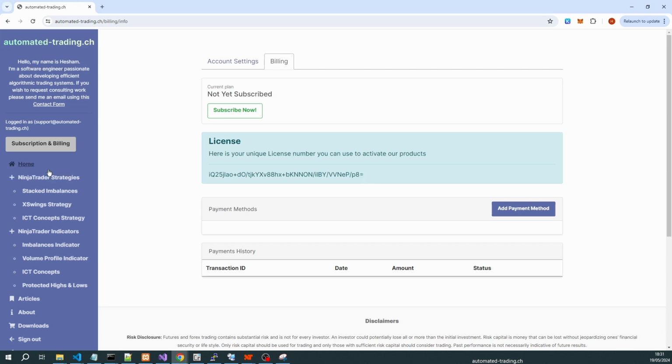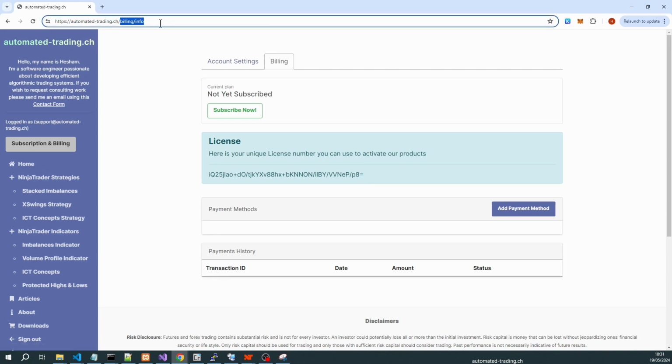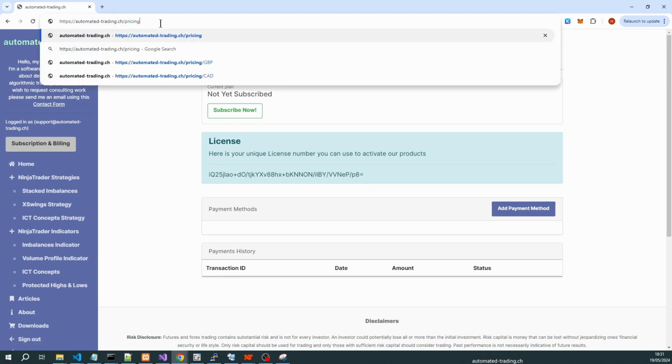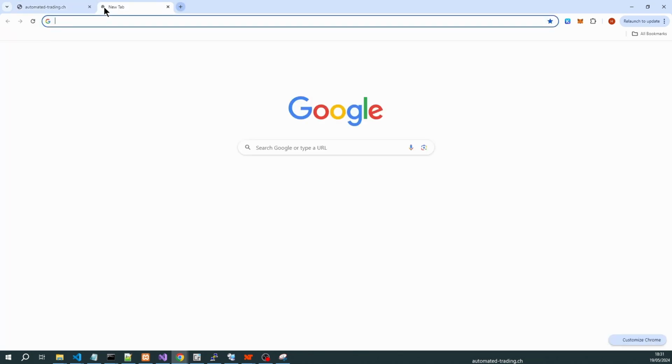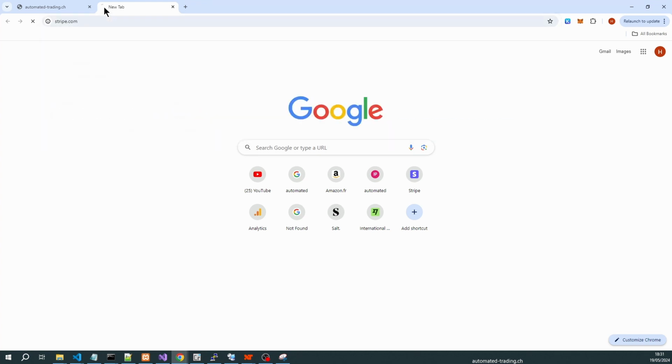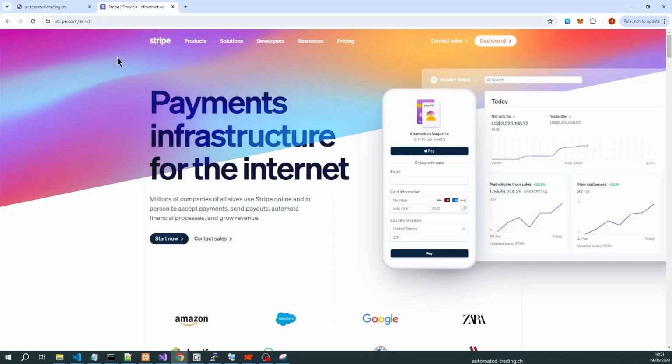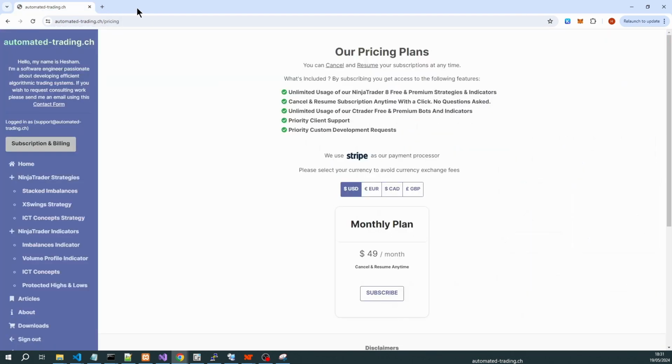One remark regarding subscription is that I use Stripe. If you don't know, Stripe is a payment processor based in the United States that is used by many big companies. And I use Stripe because it's not me who manages the payment. I don't store any information about your credit card when you subscribe to your plan, which costs $49 a month.